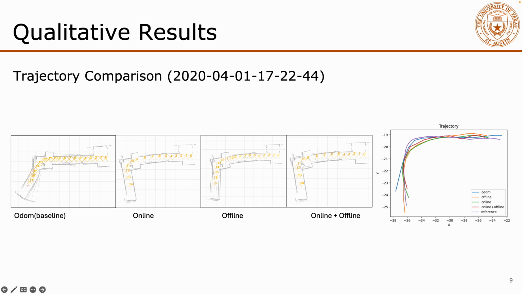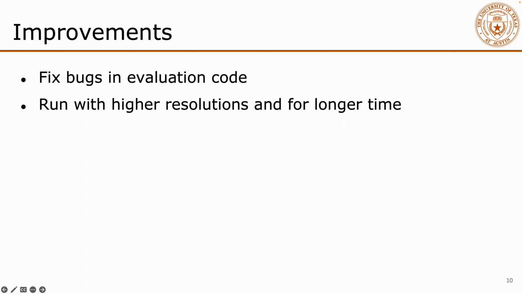Okay, so we have done some improvements after the project presentation. First of all, we found some bugs in our evaluation code, and we are now able to report more normal numbers. And secondly, we ran the algorithm with higher resolutions. So although it takes longer, we found out it can produce way better results.